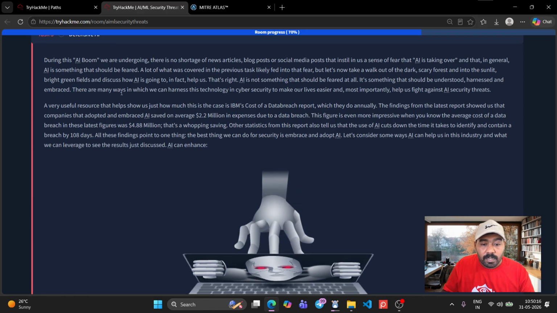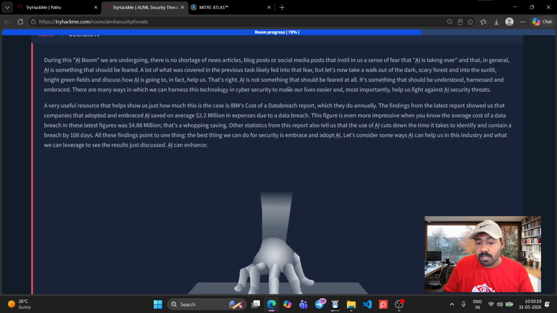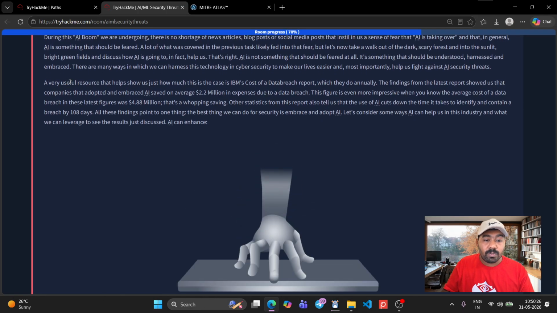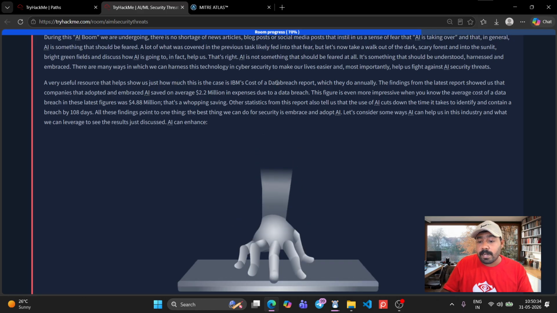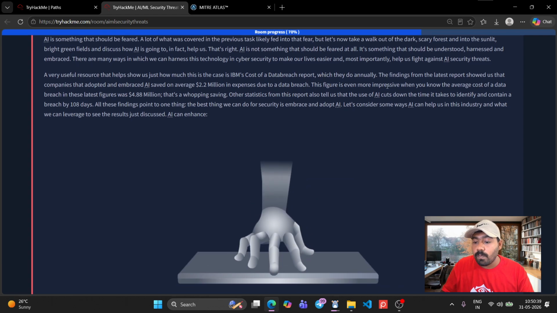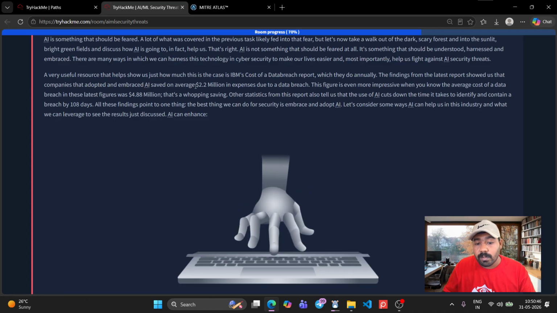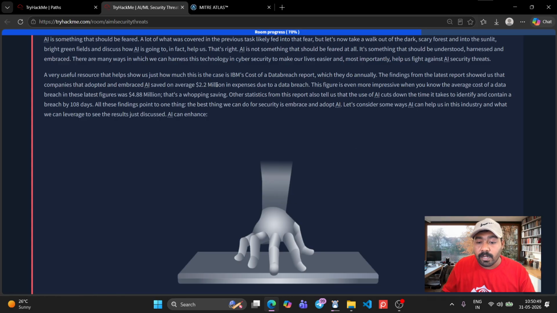There are many ways in which we can harness this technology in cybersecurity to make our lives easier and, most importantly, help us to fight against AI security threats. A very useful resource that helps to show us just how much is the IBM Cost of a Data Breach report, which they do annually. The findings of the latest report showed us that companies that adopt and embrace AI saved on average $2.2 million in expenses due to data breaches.